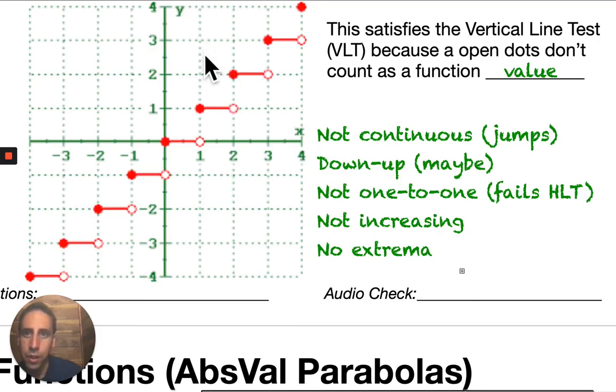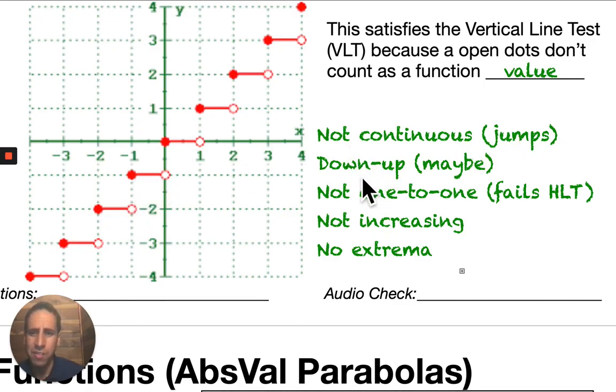But if you had a vertical line exactly at 1, yes, it only touches one point on the graph, and it's right here. This is actually not a function value. It's a boundary point that tells you how far along this step goes. But the function value is right here. Not continuous at all. If you had to draw this, you'd draw one step, pick up your pencil, draw another step, pick up your pencil, draw another step. Not continuous. There are so many jumps.